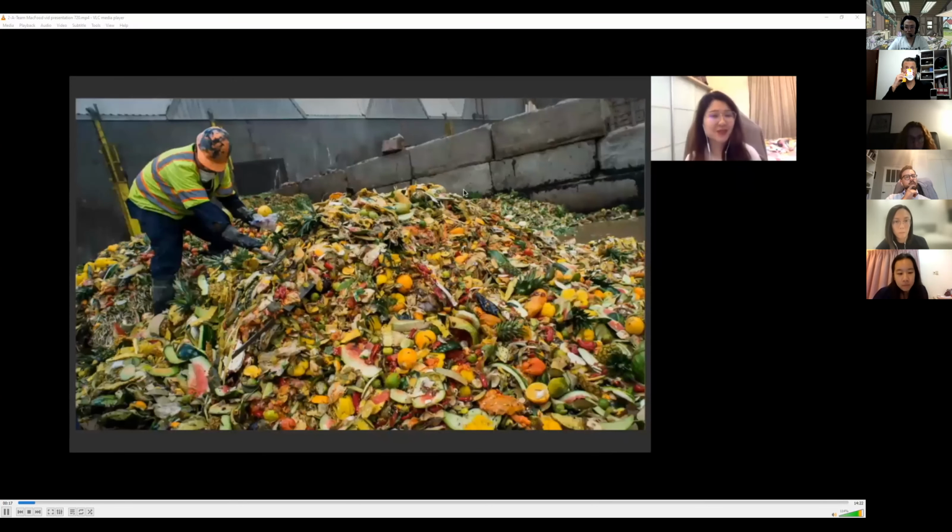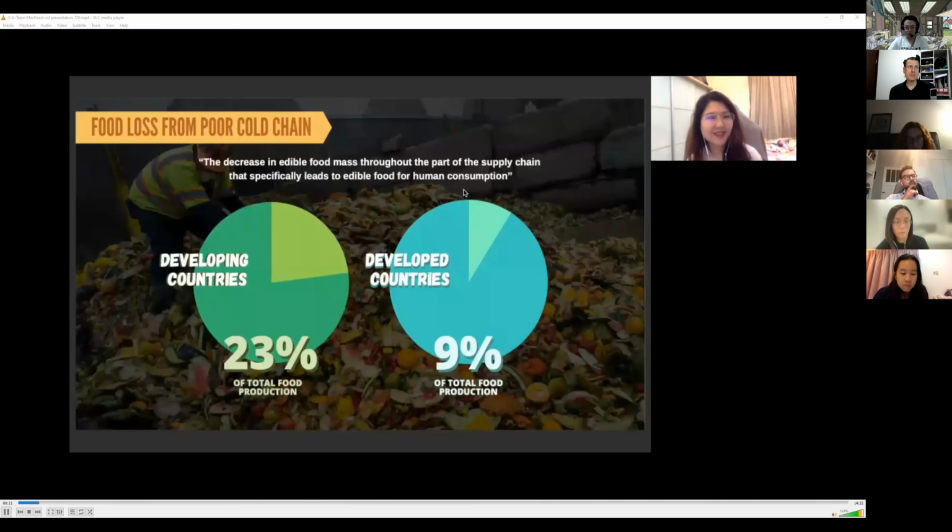Now, in this picture, you must be wondering how this has to relate to cold chain management. According to a study by the Food and Agricultural Organization of the United Nations, approximately 1/3 of all the food produced for global human consumption is lost throughout the supply chain. Now, this impact is very critical because unlike food waste, which only occurs during the final consumption, food losses are defined as the decrease in edible food mass throughout the part of the supply chain that specifically leads to edible food for human consumption.